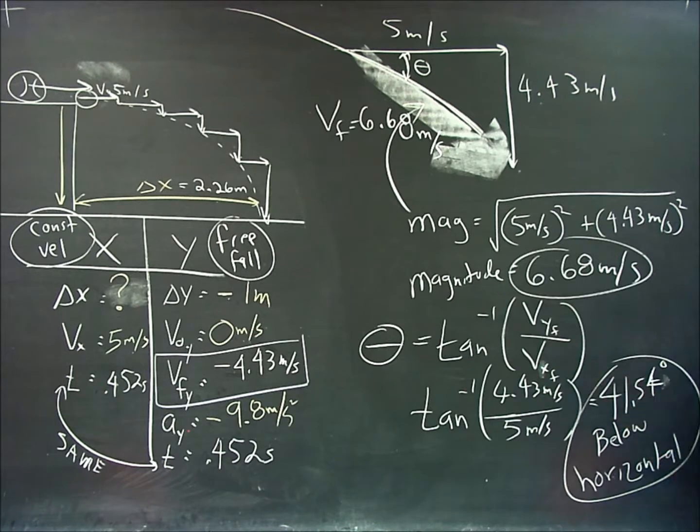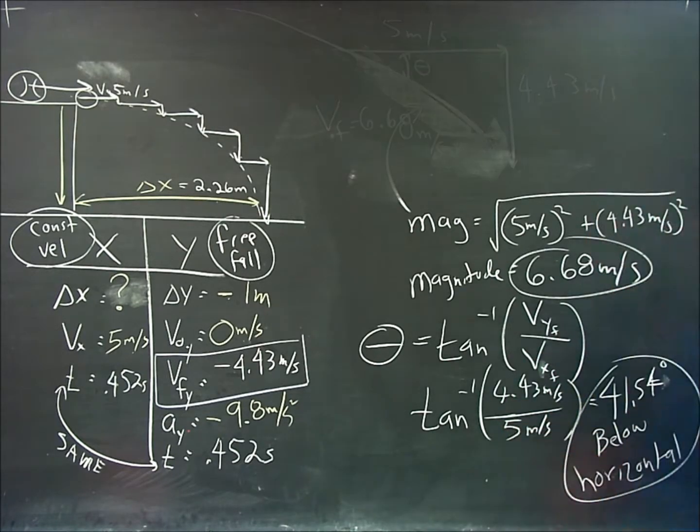Those two things are going to tell us how the ball is moving right when it hits the ground. It's moving with a speed of 6.68 meters per second and at an angle of 41.54 below the horizontal. Okay. So if I just clean that up one more time. So the ball is falling. So what happens is this.